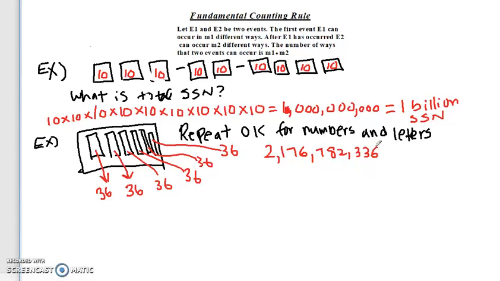If you change this a little bit, like let's say the first 3 boxes are numbers only, and the last 3 boxes are letters only, then this number is going to be much smaller, because now the first 3 are the 10 numbers, and the last 3 are the letters only, which is going to be 26, 26, and 26.